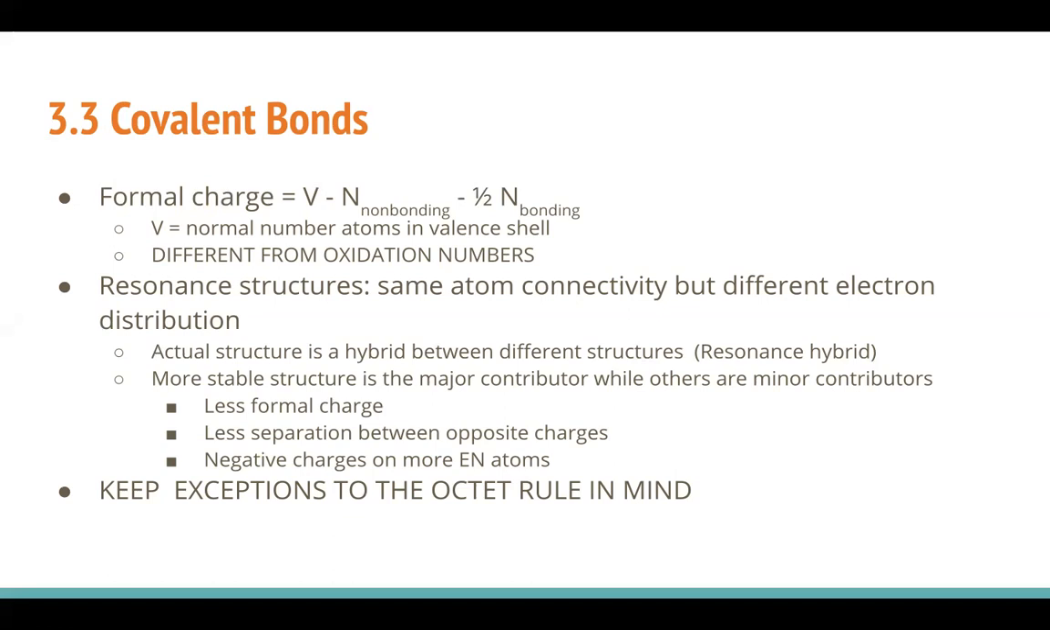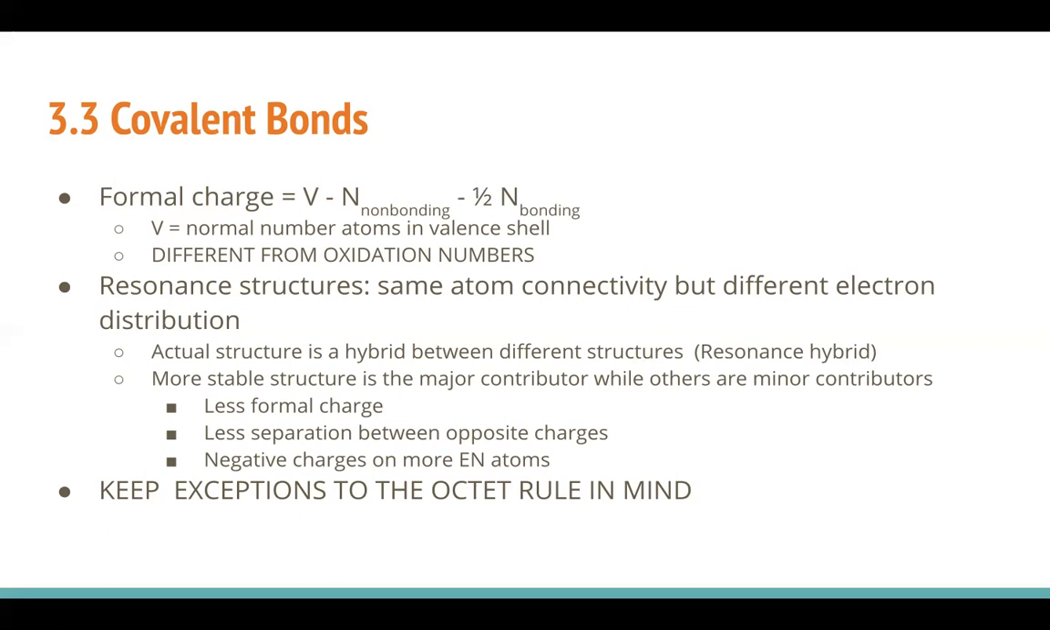And so as an example, say one resonance structure has a lone pair on an oxygen, but the next resonance structure has a double bond between the carbon and the oxygen. And so the true bond would actually be a 1.5 bond. So it'd be in between a single bond and a double bond.